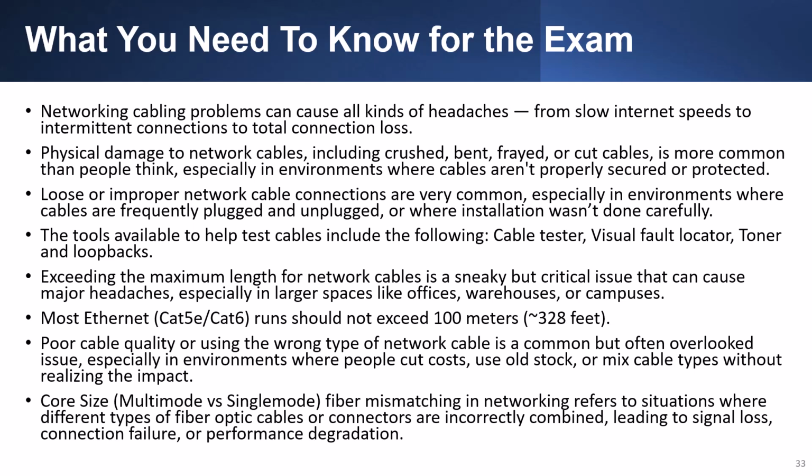Poor cable quality or using the wrong type of network cable is a common but often overlooked issue, especially in environments where people cut costs, use old stock, or mix cable types without realizing the impact. Core size, or multimode versus single mode fiber mismatching in networking, refers to situations where different types of fiber optics cables or connectors are incorrectly combined, leading to signal loss, connection failure, or performance degradation.